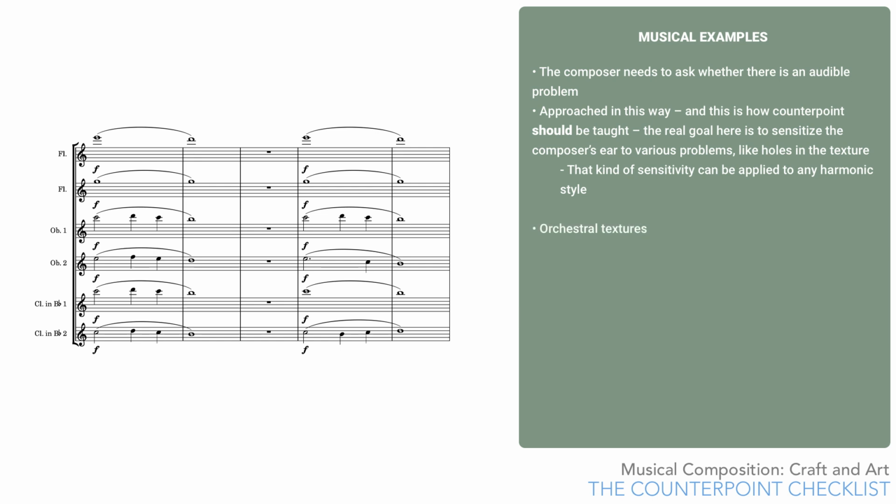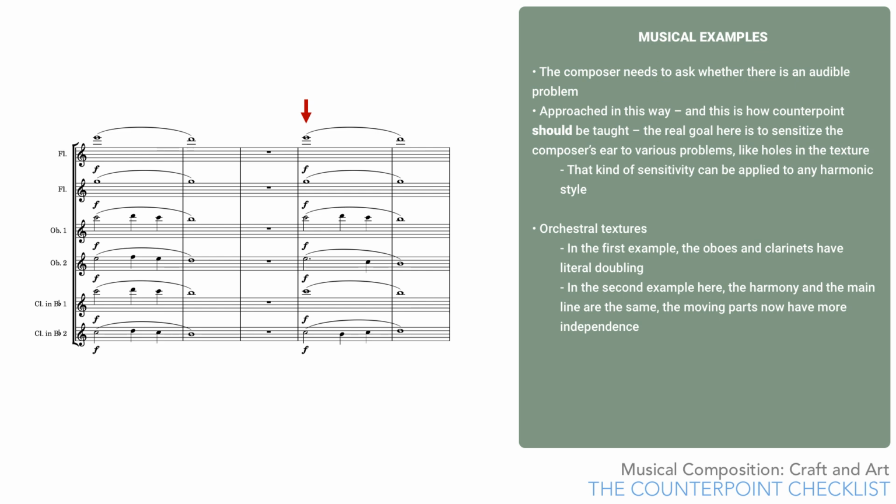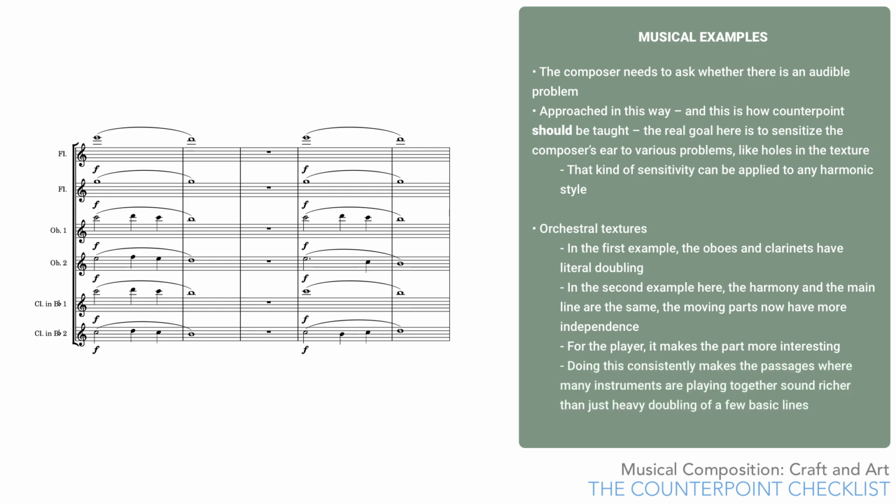Here's an example. In the first example, the oboes and clarinets have literal doubling. This isn't bad, but compare the second example here. Though the harmony and the main line are the same, the moving parts now have more independence. This is a detail for the listener, but for the player it makes the part more interesting. And an attentive listener might also note that the texture is simply more alive and richer. Doing this consistently over a large orchestral work makes the passages where many instruments are playing together sound richer than just heavy doubling of a few basic lines.